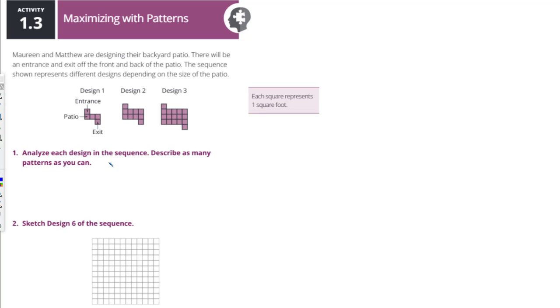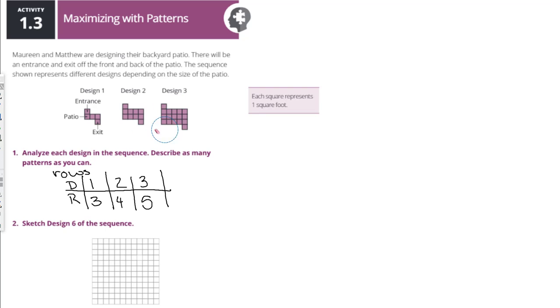We're going to increase the number of rows. So let's first look at the rows. How many rows do I have on that first design? So on design 1, we have 3 rows. On design 2, I have 4 rows. 1, 2, 3, 4. On design 3, I have 5 rows. 1, 2, 3, 4, 5. And we can keep going with that pattern. So what that pattern is saying is we're adding 1 more row each time.